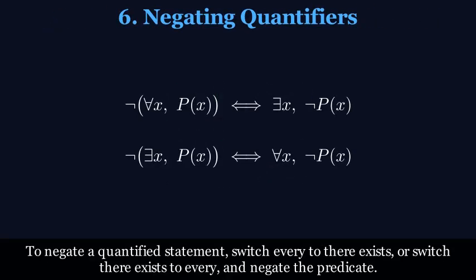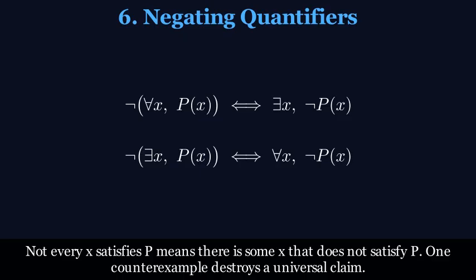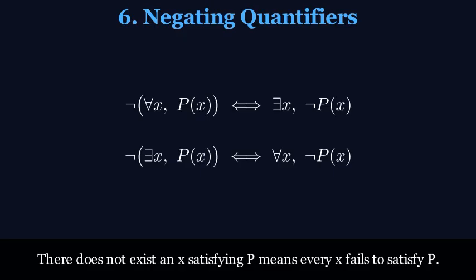To negate a quantified statement, switch every to there exists, or switch there exists to every, and negate the predicate. Not every x satisfies P means there is some x that does not satisfy P. One counterexample destroys a universal claim. There does not exist an x satisfying P means every x fails to satisfy P.